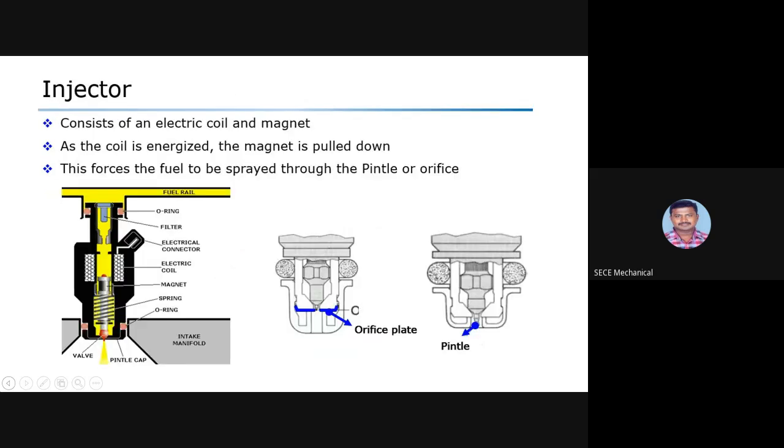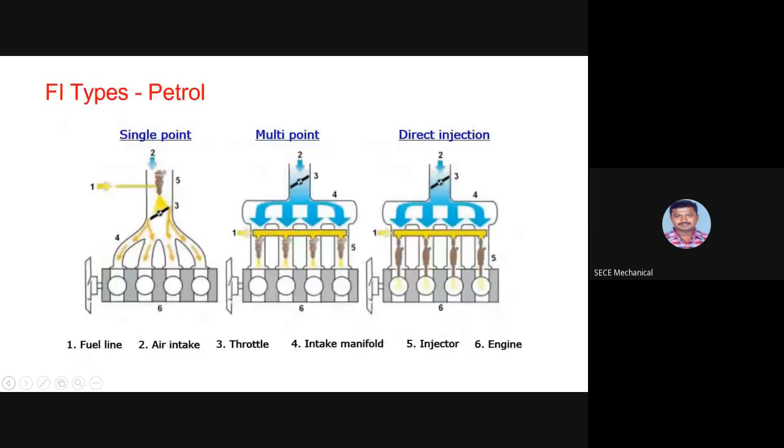Next, injectors. These consist of electric coils and magnets, so they look like a solenoid. We have discussed this and how it works in the previous class. When the coil gets energized, the magnet is pulled down, which forces the fuel to be sprayed through the pintle or orifice. You can see in the pictures the orifice plate and pintle and how it is located.